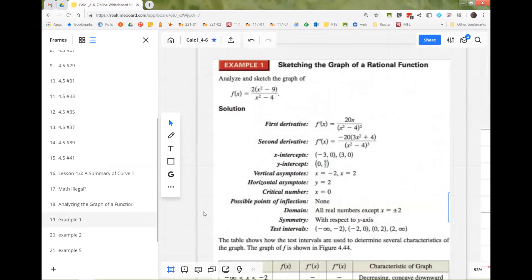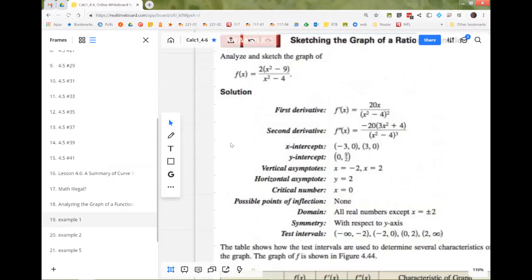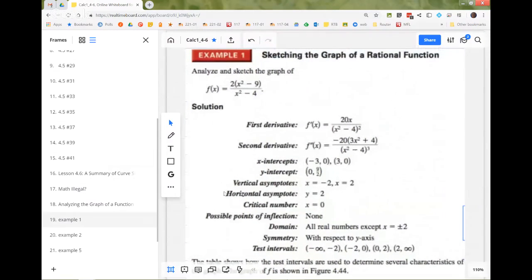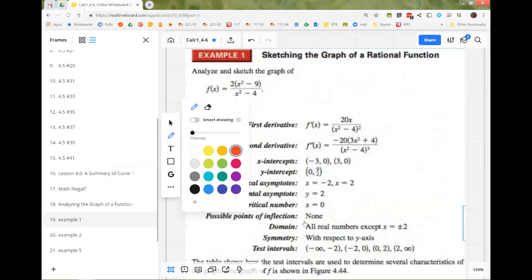We have a rational function, 2 times the quantity x squared minus 9, divided by x squared minus 4. So all these crazy things we've learned how to do, we should look at both derivatives. You notice right away they start off the list with the first derivative. And of course, to do the first derivative, we'd have to do the quotient rule. Let's just talk about the first derivative. If you did the first derivative the long way, what would you do?